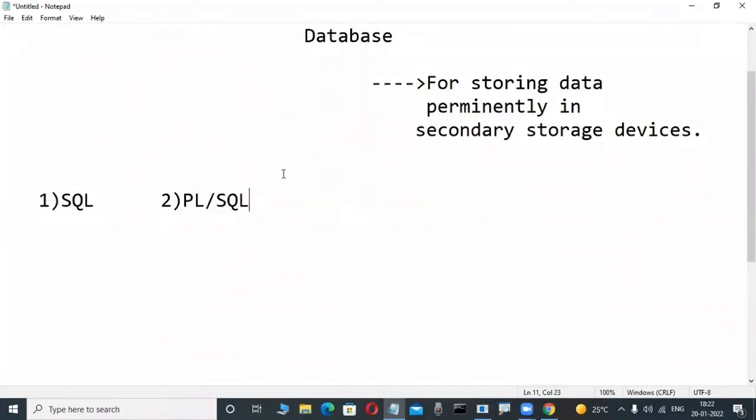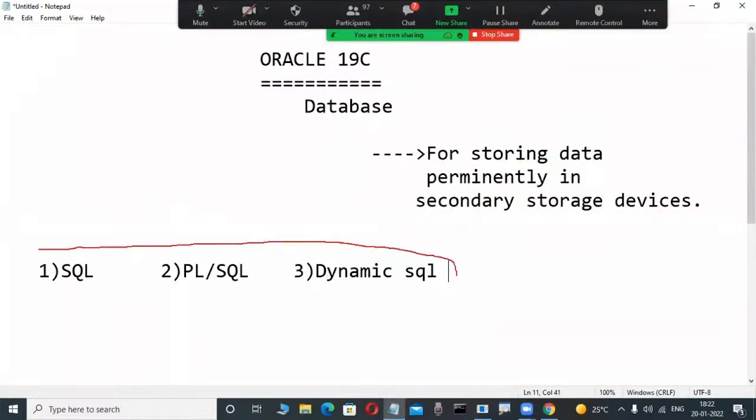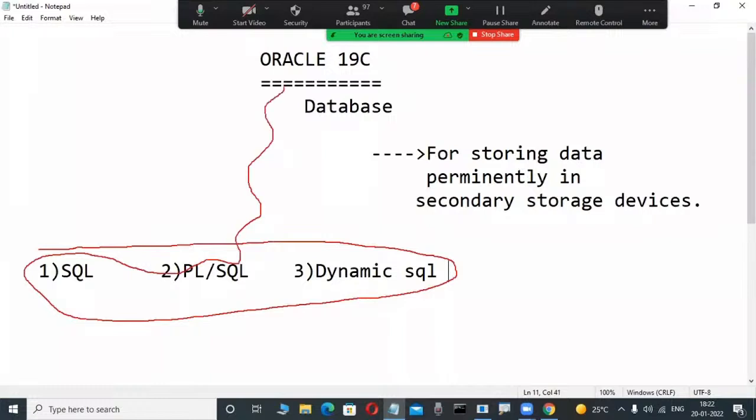Not only those two, but on the company side we are also using another language: Dynamic SQL. That is a small one, because we already have good knowledge of PL/SQL, and it is only a little bit of an extension. These three languages you have an idea of, and through these three languages we operate this software, Oracle software.